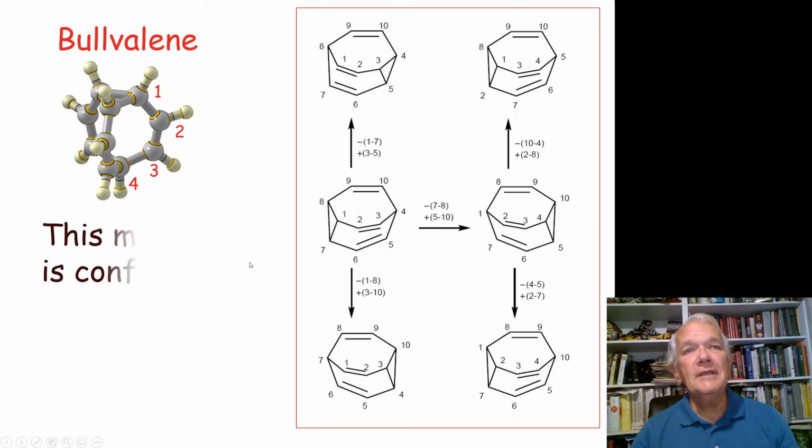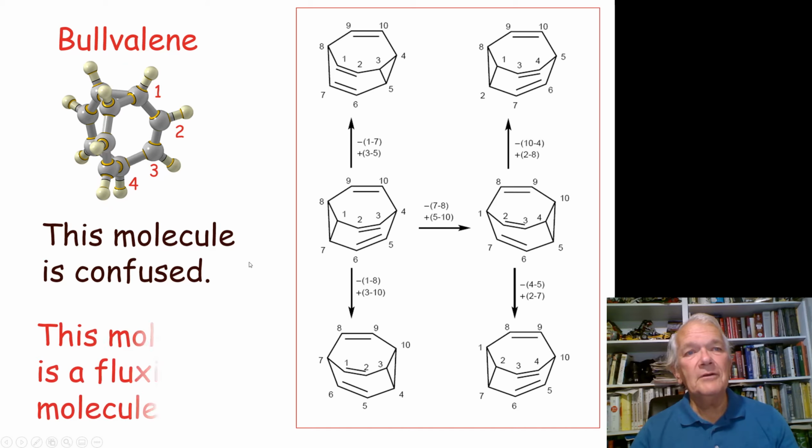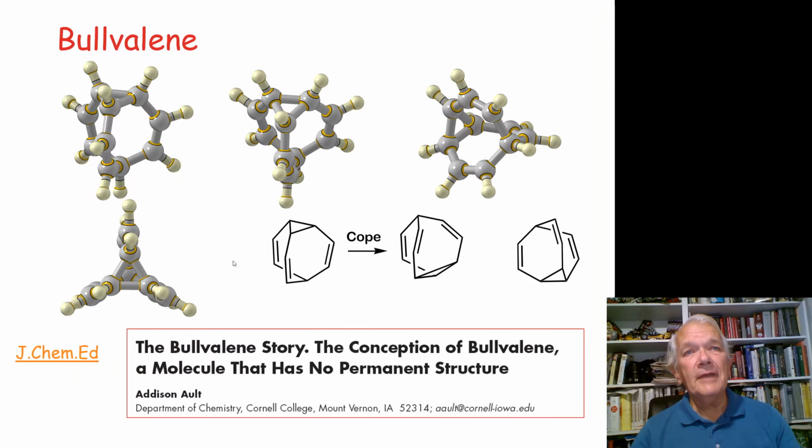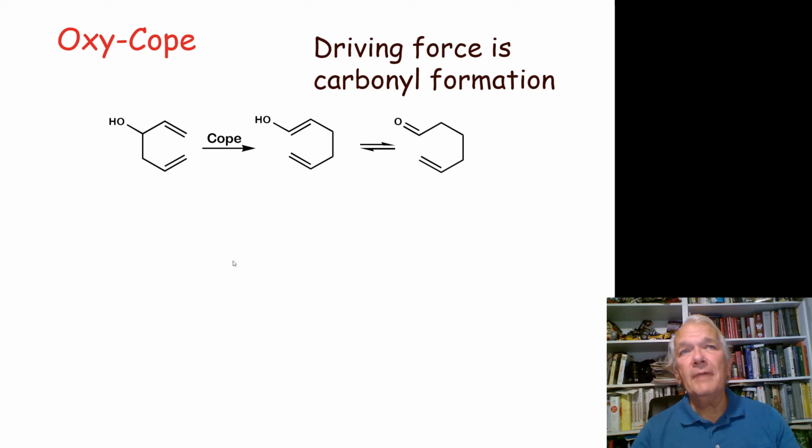So Bullvalene is a very confused molecule, and this molecule is said to be fluxional, in the sense that if you heat it up, all the atoms in the molecule basically change positions. They're constantly interconverting, and that is about as cool as molecules get. So that's the Cope reaction. Now we can also talk about some variations.